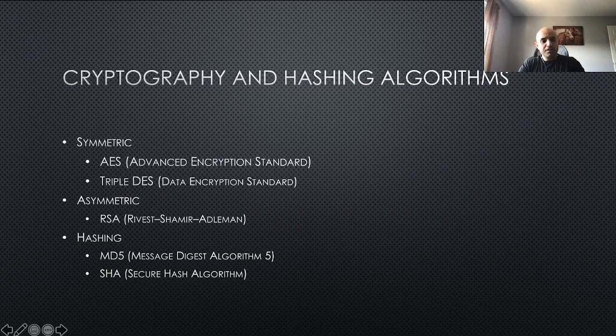And for hashing algorithms, we have MD5 and SHA. MD5 stands for Message Digest Algorithm. Again, it's a one-way function. And with SHA, we have different types, and we are going to talk about many of these in future classes.